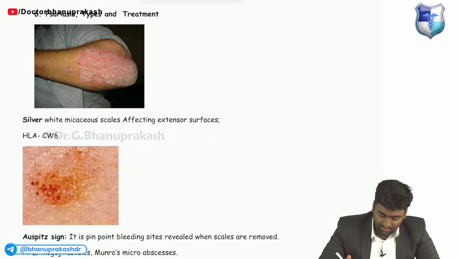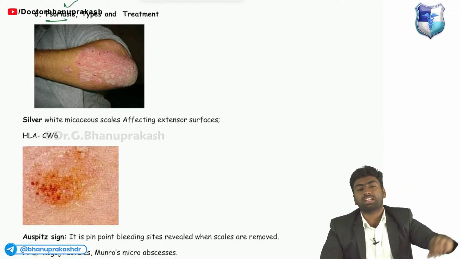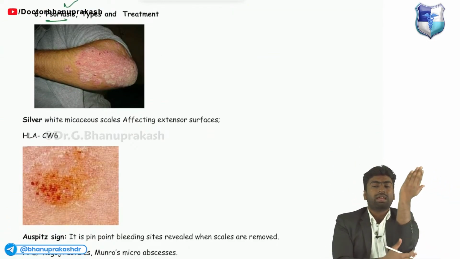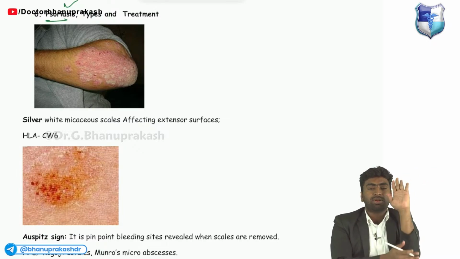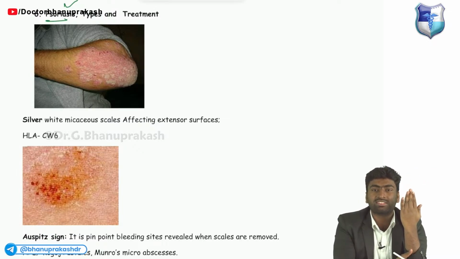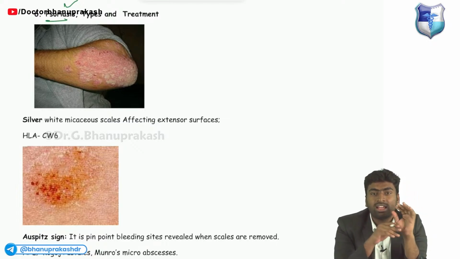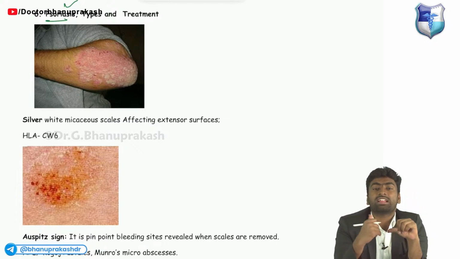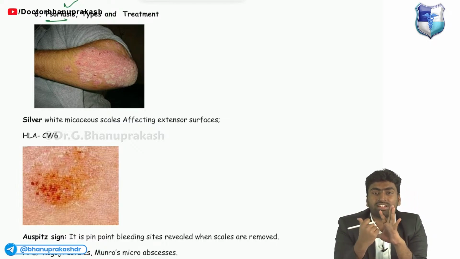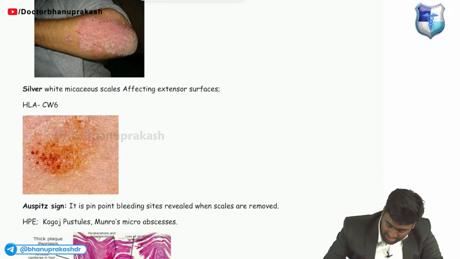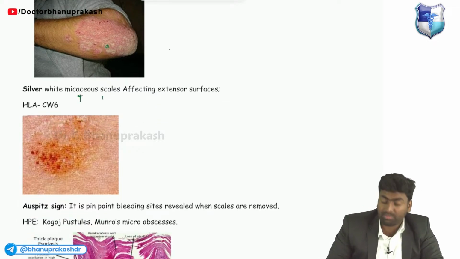Next, let's look at psoriasis. You know psoriasis is also one of the most common ones. In planus it was flexor, whereas in psoriasis there will be extensor involvement, with silvery white micaceous scales.